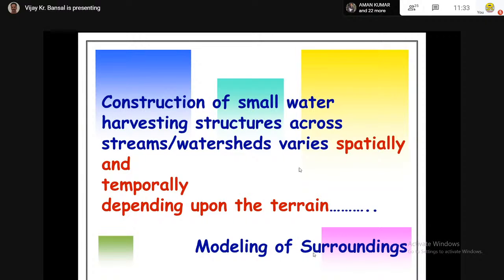Now, I will just show you this very small example of how to model topography. This is the flow chart of this process. Okay, so topography first. Now, just a small example of how the topography of NIT Hamirpur has been modeled.